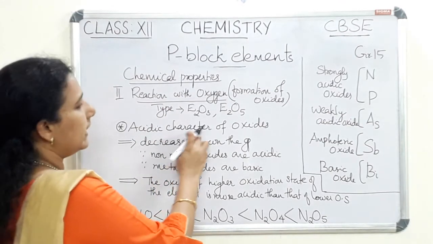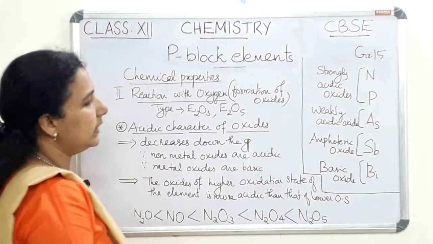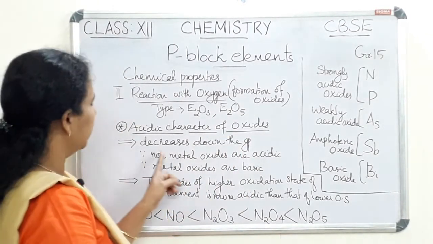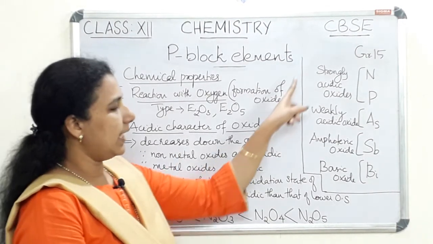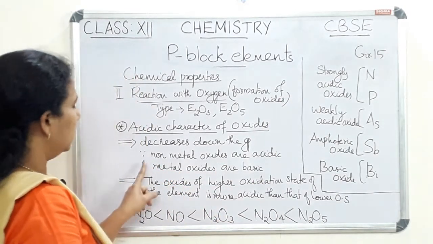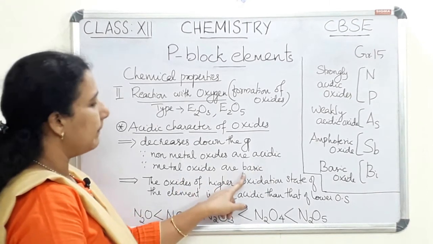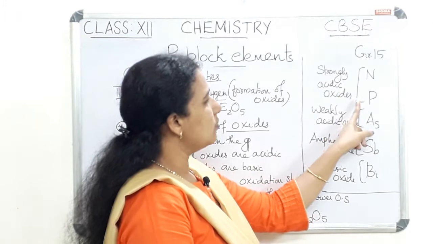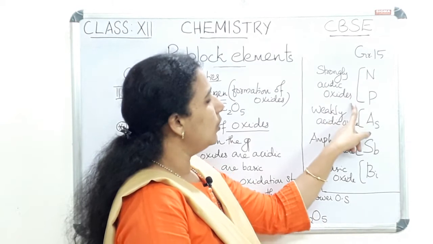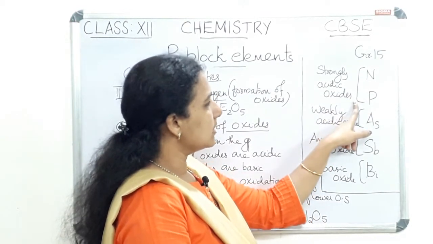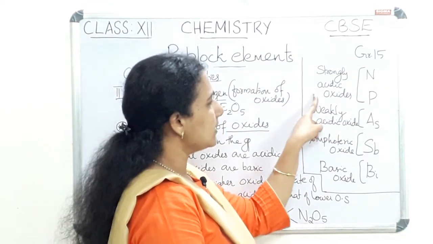Then what is the acidic character of these oxides? What is the trend in this group? The trend is that the acidic character decreases down the group. The reason is that non-metal oxides are acidic and metal oxides are basic in nature. So nitrogen and phosphorus are non-metals, and non-metal oxides are acidic in nature. So these are acidic oxides.